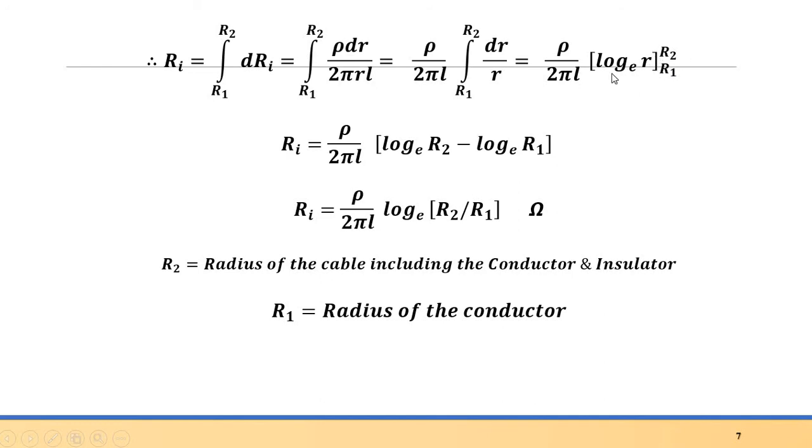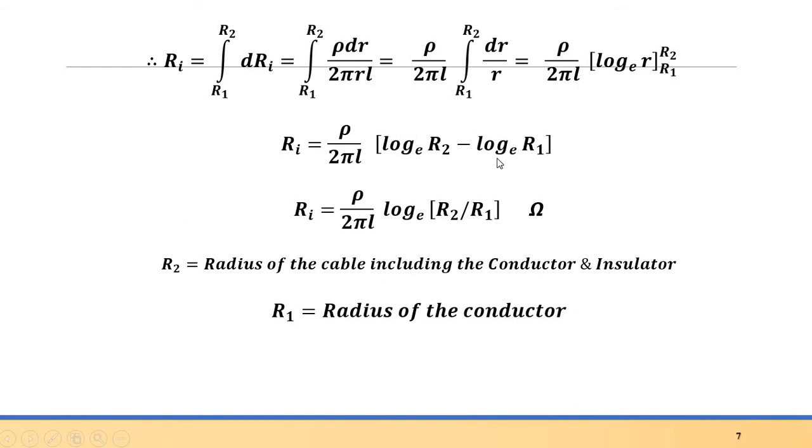Okay, so this is the log of R. Putting the value of R1 and R2 for this R, Ri is equal to rho upon 2 pi L, log to the base e R2 minus log to the base e R1. By using the property of logarithms, we can transform this equation: Ri is equal to rho upon 2 pi L, log to the base e R2 by R1.